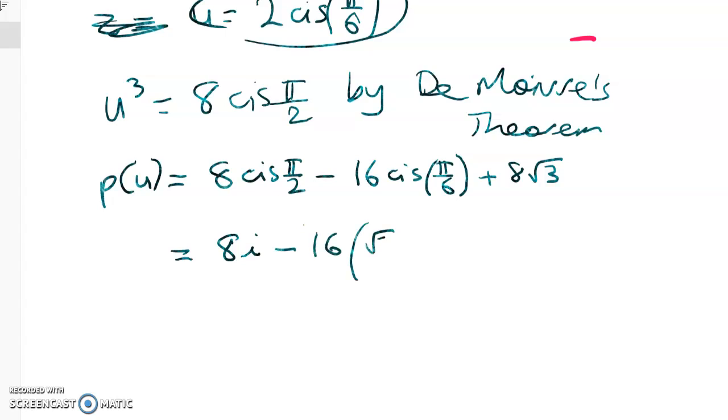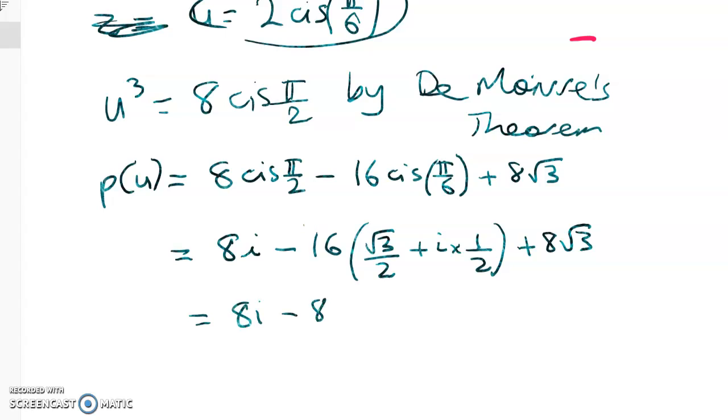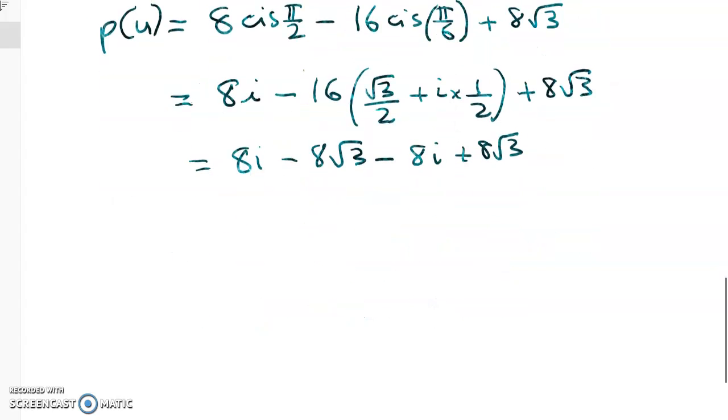Cos of pi on 6 is root 3 on 2, plus i sine of pi on 6 is 1/2, plus 8 root 3. So we get 8i minus 8 root 3 minus 8i plus 8 root 3, and that equals 0. Therefore, u is a root.